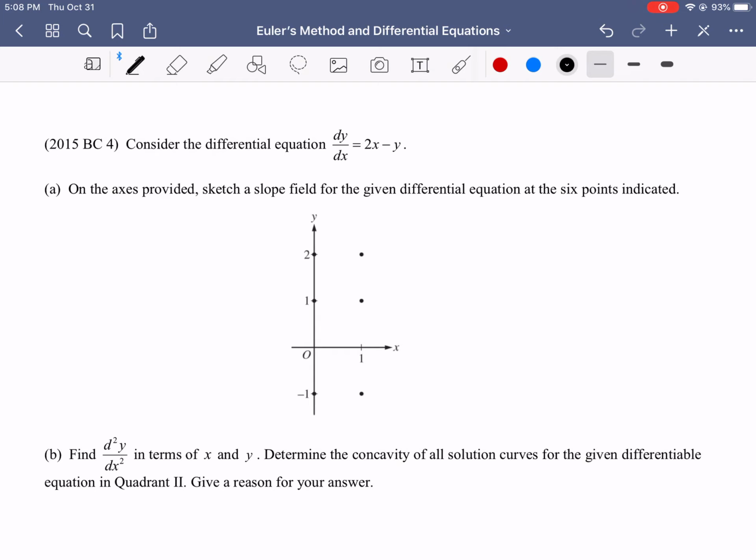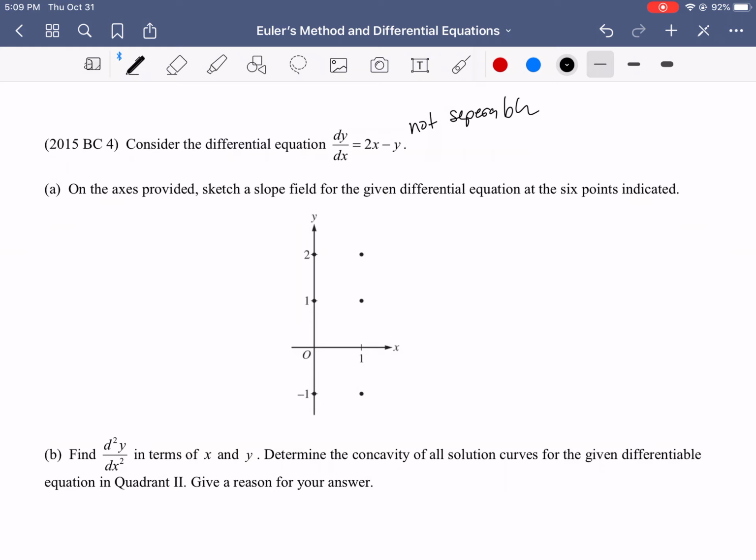Okay, on the next problem, this is from 2015, BC number 4. This is a little bit of a different problem because this equation, 2x minus y, is actually not separable. From time to time, they'll give you equations that are not separable. If they're not separable, what that means is they'll never ask you to solve the equation. They're going to ask us to do some other things here, but solving the equation is not one of them. In letter A, they want us to sketch a slope field.